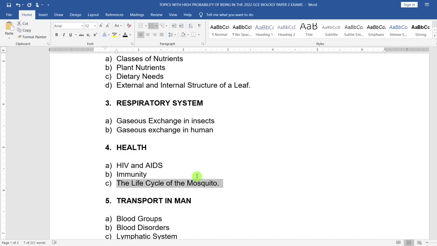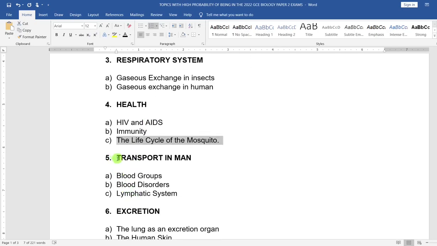So a mosquito, how is it related to health? You need to understand that. And then the life cycle of a mosquito, or the cycles of a mosquito, you need to study those. All right, then you need to look at the transport in man as another topic.